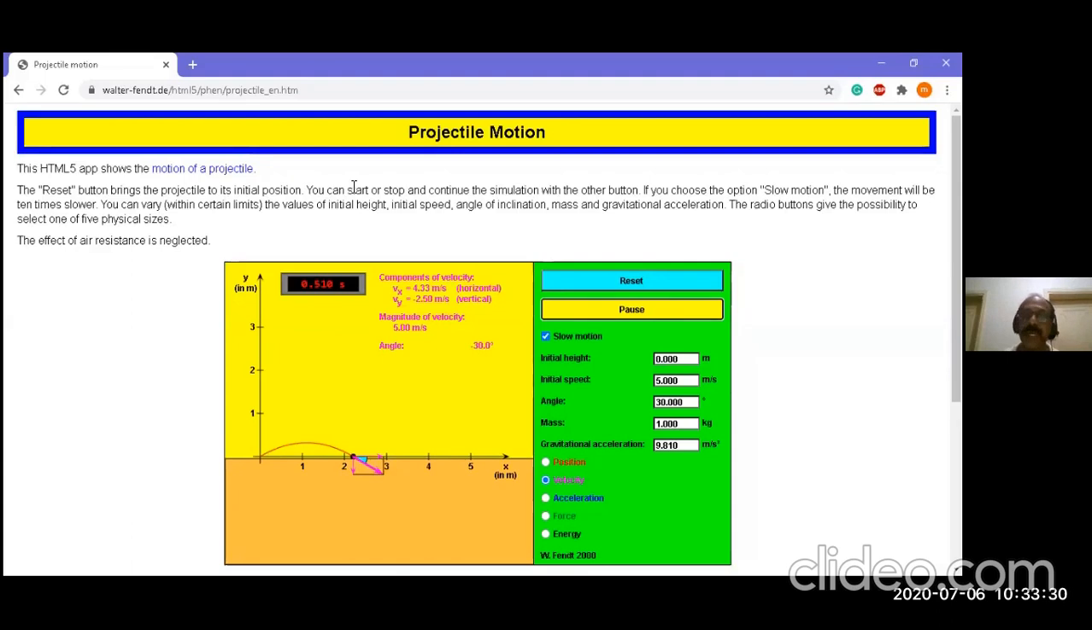So maximum range will come only at 45 degrees. More than 45 or less than 45, the range will decrease. One thing to notice. See, here I am keeping a 45 degree angle. Listen carefully.